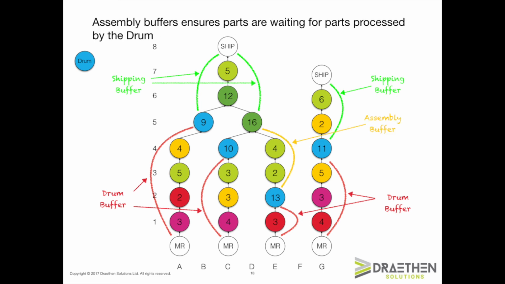There is one assembly buffer on this little routing which you can see in yellow. Assembly processes are notoriously difficult to manage due to the complexities inherent in ensuring all of the required parts to assemble the final product are in the right place in the right quantity at the right time.